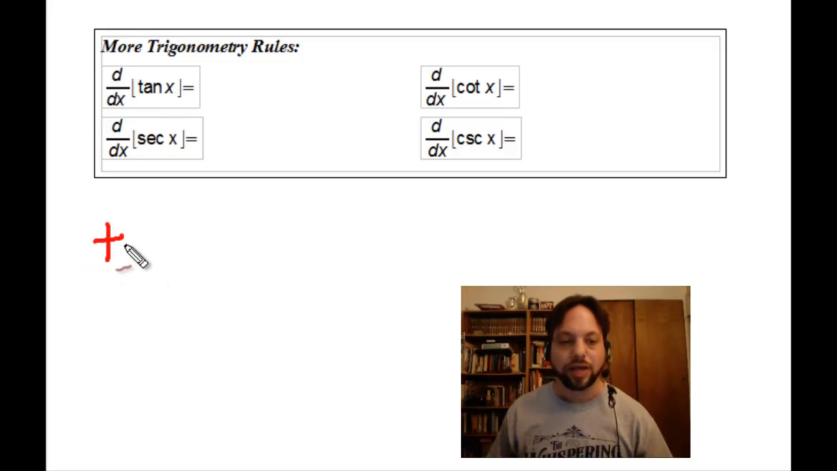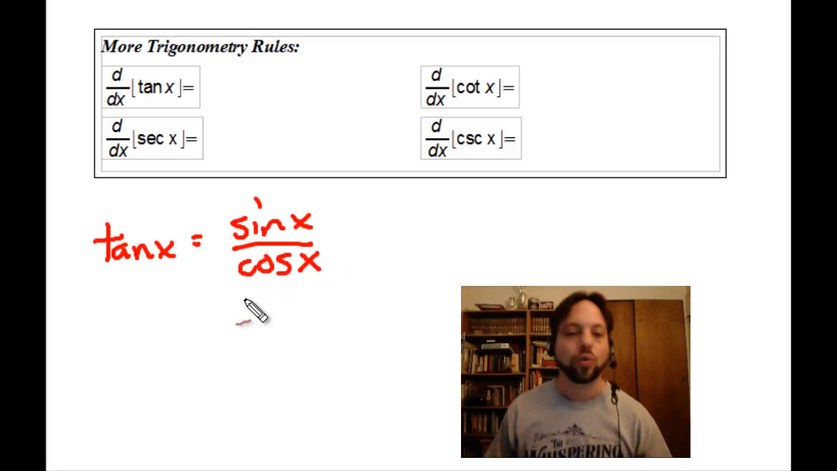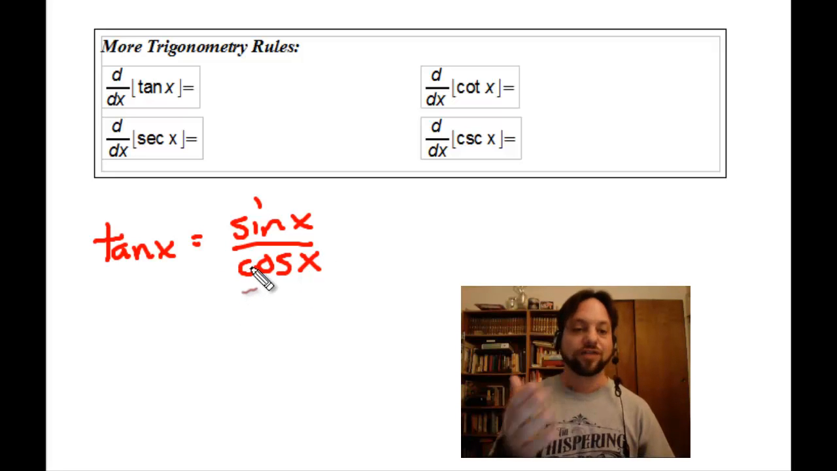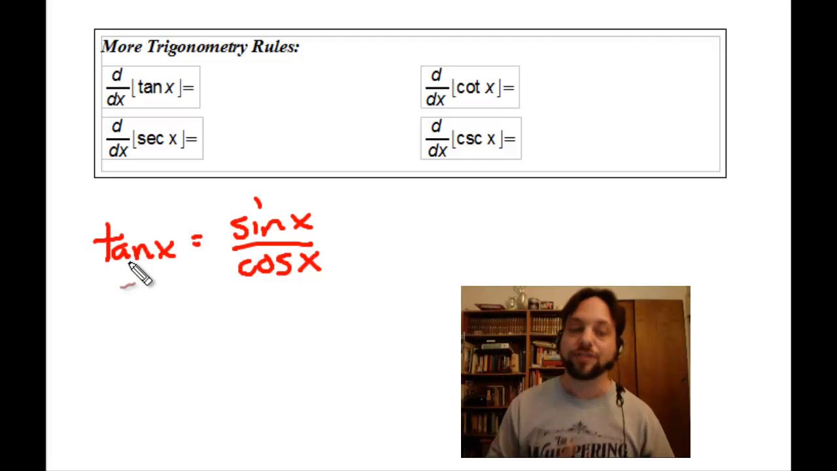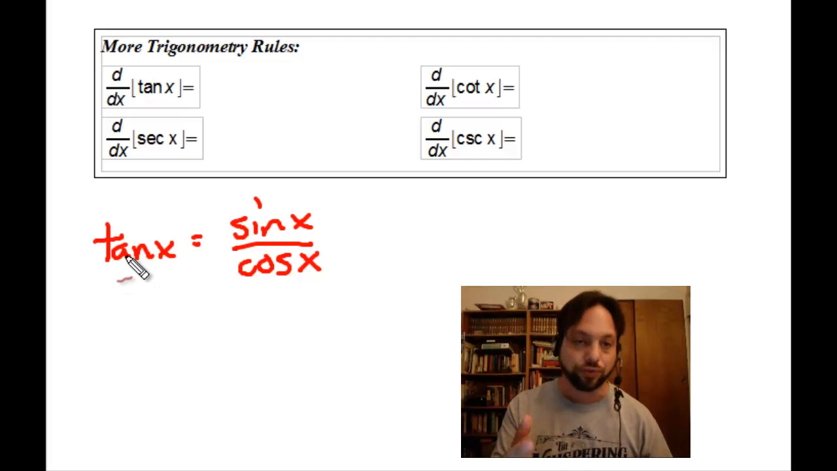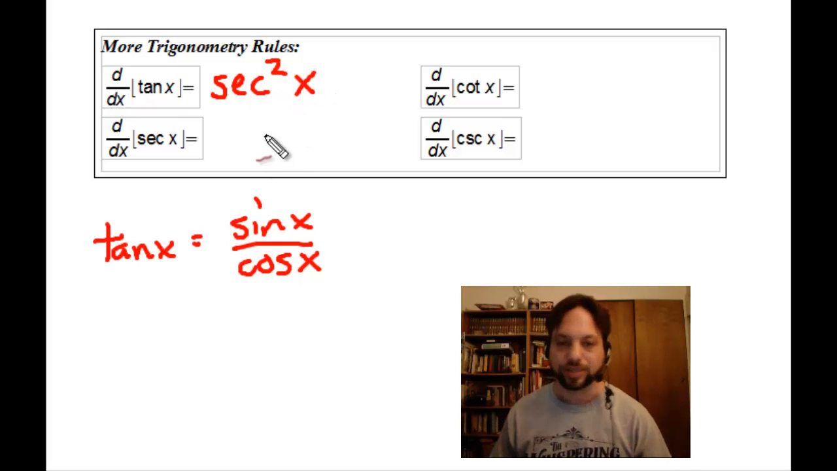If we remember that tangent x is simply sine x over cosine x, then really all we need to do is the quotient rule to find out what the derivative of tangent x is. I encourage you to pause the video right now and give it a quick shot, see what you end up with. I may ask you to prove this later on a quiz or test, so it's a good exercise. Anyway, if you do it correctly, what you should end up with is that the derivative of tangent x is actually secant squared x. Interesting.